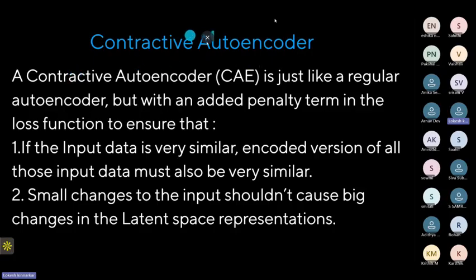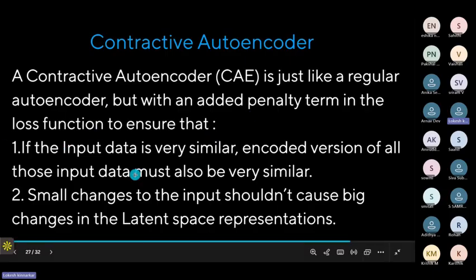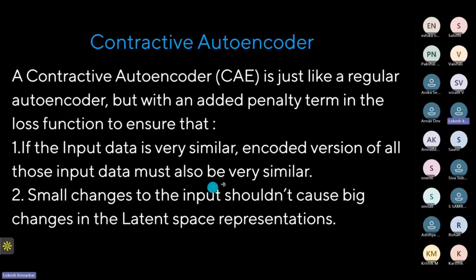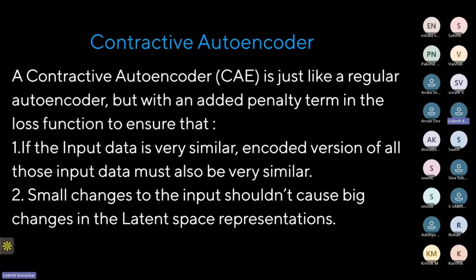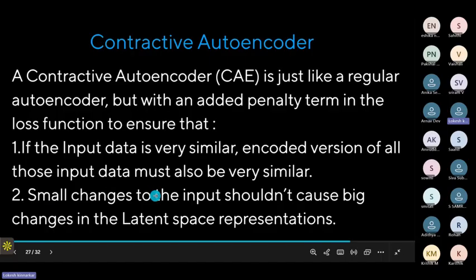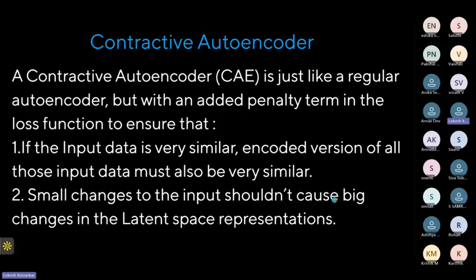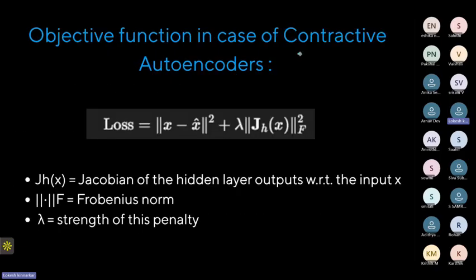So moving on to the contractive autoencoder. A contractive autoencoder is just like any other autoencoder, but it also has a penalty term added. This penalty term is mostly for the latent space representation. What we want is that if the input data has small disturbances, then the encoded versions of all those input data must also be very similar. Even if there are small changes to the input, it doesn't cause any big changes in the latent space representation. This is what we aim to ensure in the contractive autoencoder by adding the penalty term.